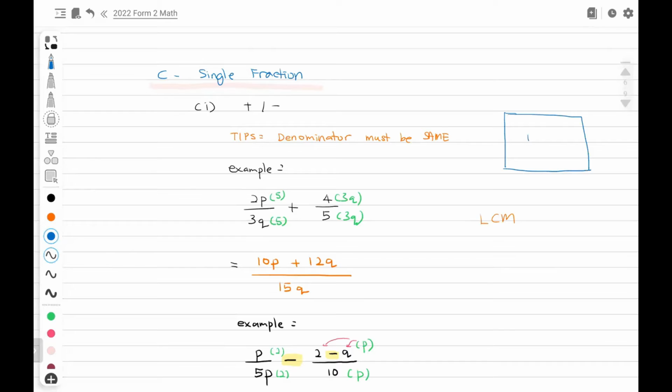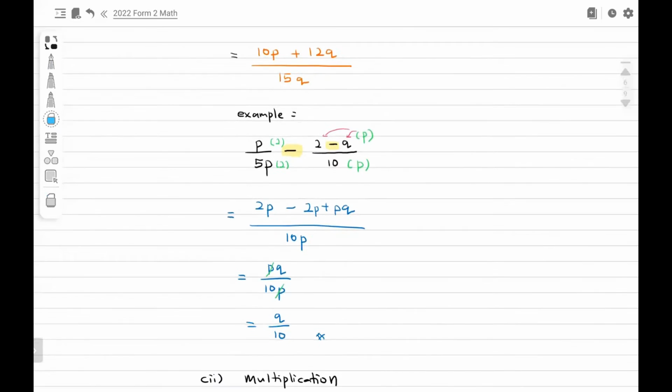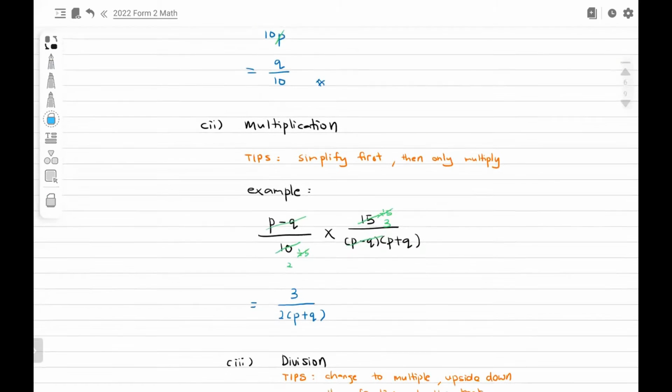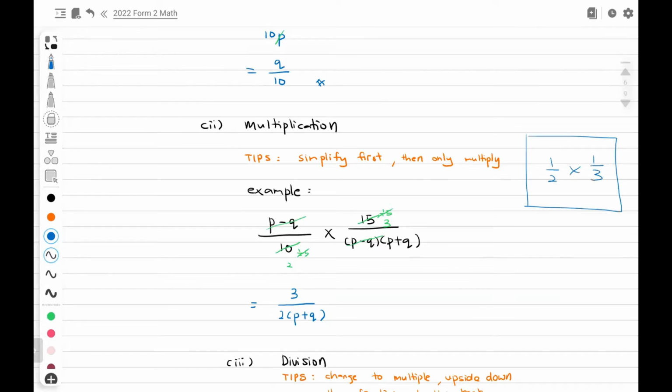This one will be same as 1 over 2 minus 1 over 3. Same concept only. If you forgot, then you try to do this again. Then you apply it to the algebraic. It's the same concept. Okay. For a multiplication, we have to simplify first. So no need to make the denominator the same. Okay, it will be similar to our multiplication of 1 over 2 times 1 over 3. You just need to times directly only. Okay, if you can simplify, then we simplify first.